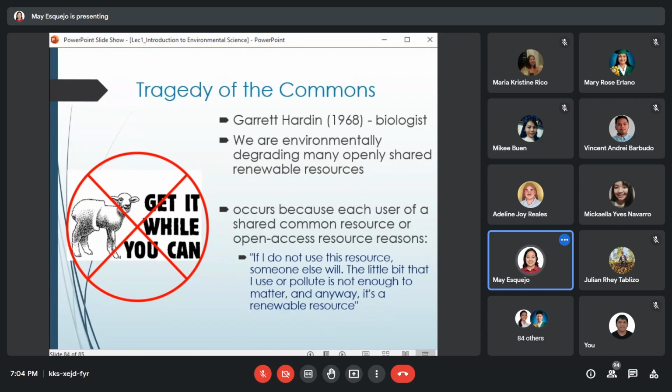So, anyone can decipher this image or this kind of principle or this mindset? How can we relate this to environmental science? Or bakit ko siya sinama dito? Anyone can share? Or you can search, okay? Kung ano yung pagkakaintindi nyo, you can share.